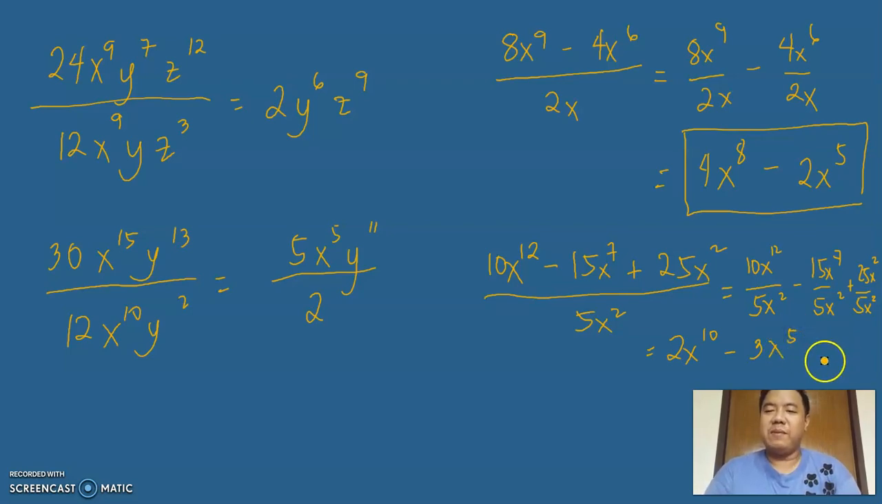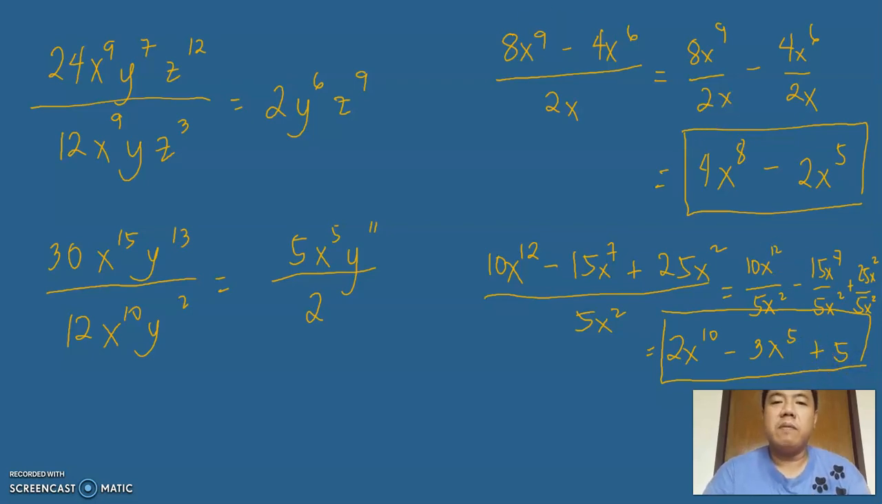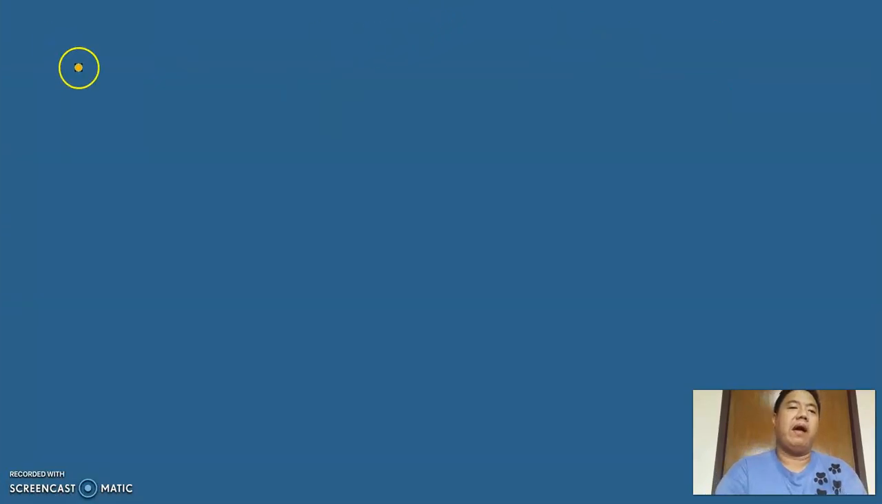Very good. And last but not the least, it will be plus 5 only. Because x squared divided by x squared, it can be cancelled already. So, ito na lang po ang dito. Okay? More examples po para masanay po tayo, di ba?